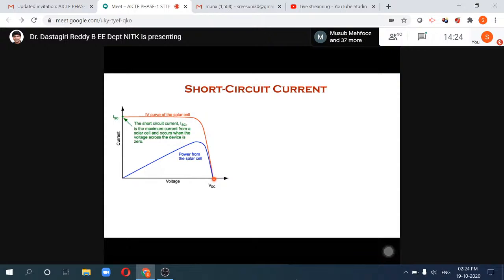And also the collection probability. As I said, the collection probability will be higher if the electron hole pairs are generated next to the junction, but unfortunately that is not happening because of practical reasons, because you cannot reduce the thickness of the n layer. So there will be some issues with the collection probability. These are all the factors affecting the short circuit current.